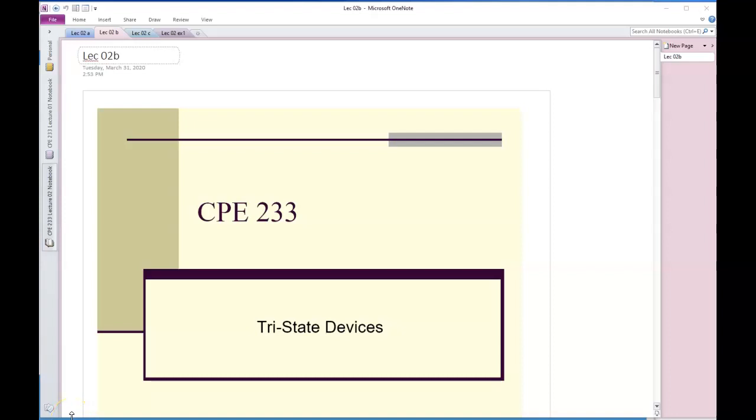This is lecture 2, part B. This is a continuation of the discussion on memory. This was not super memory related, but it's going to be a preparation for the next lecture. And so it's working with tri-state devices.